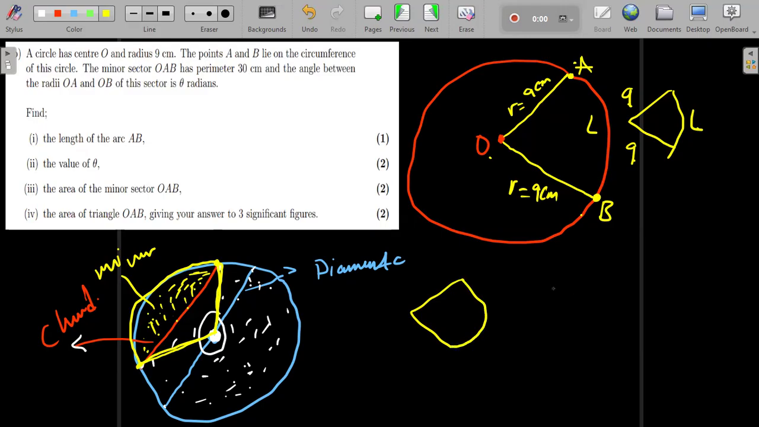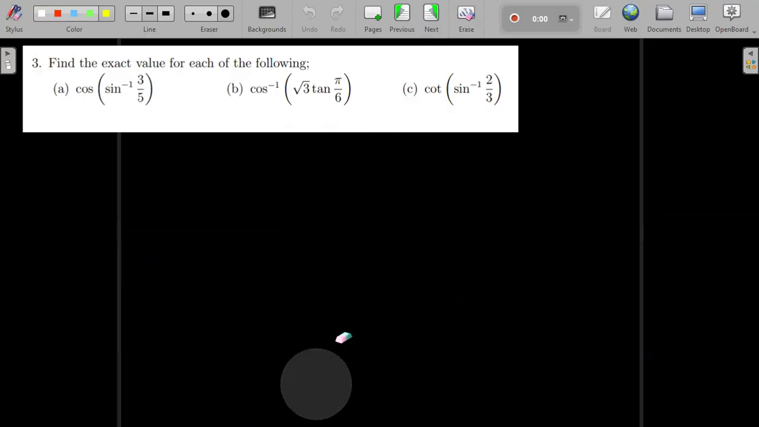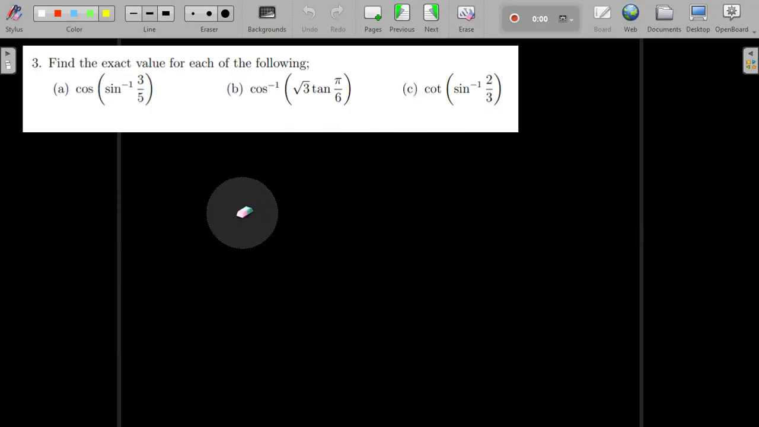But the segment will just be like this and then like that. So this can be the minor segment, and then the rest of the part here will be the major segment. So don't confuse those two, okay? All right, so that's it on this question. And then let's look at another question now, which is question 3. On question 3 here, we have some trigonometric functions that we need to evaluate.